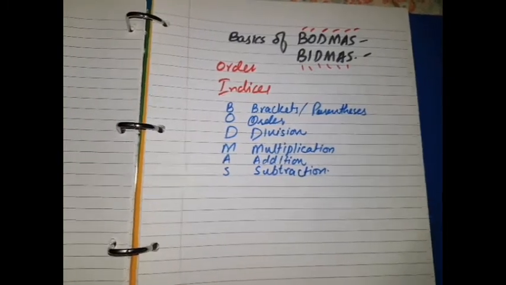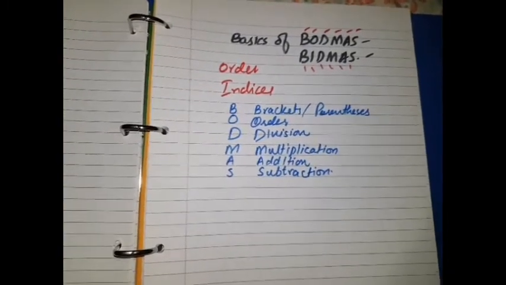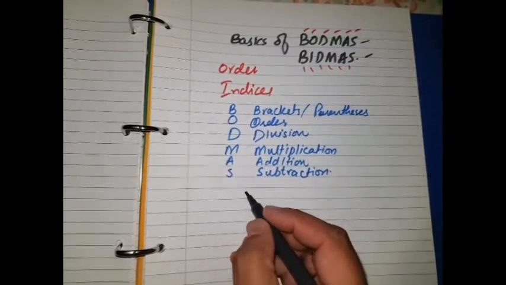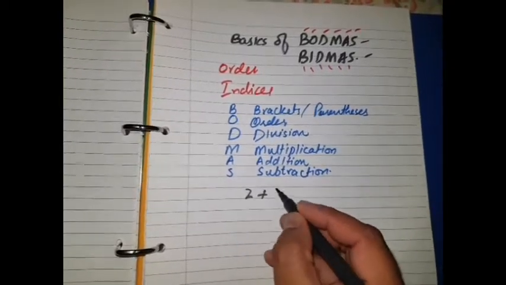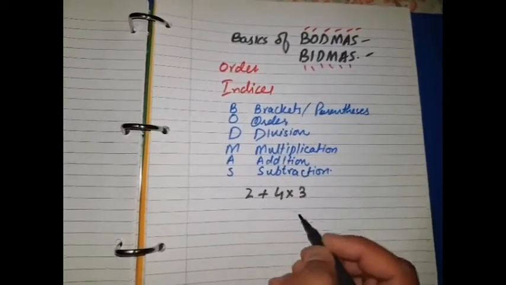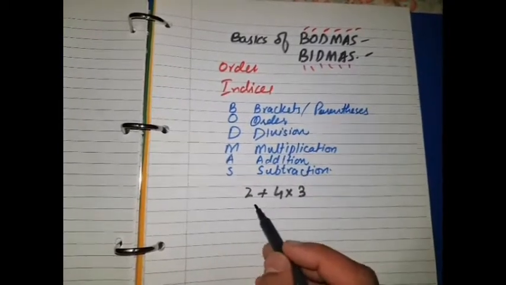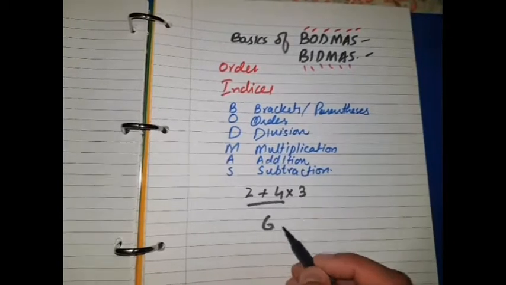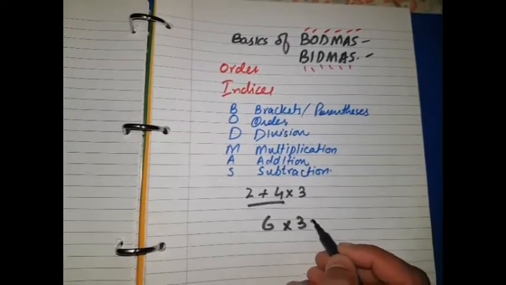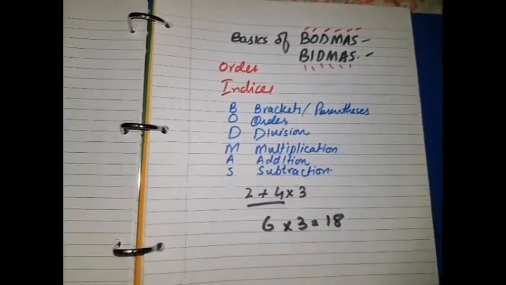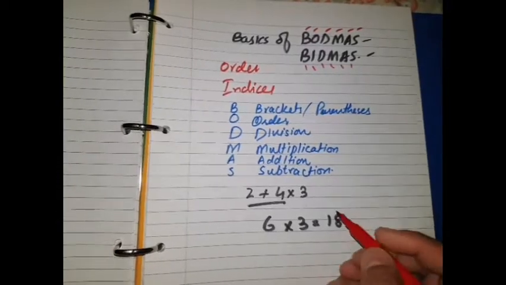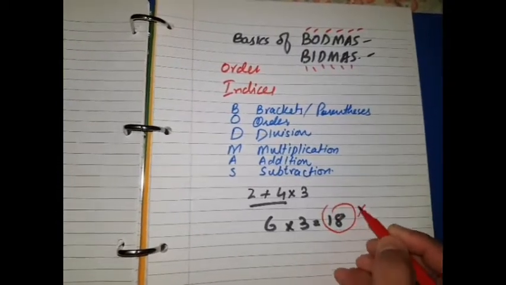Now there are a few things that you must understand, that whenever we are working with BODMAS, we have certain rules to follow. This means that if I have, for example, a question here, that is 2 plus 4 times 3. If I'm not following this BODMAS rule, I will do 2 plus 4 first, which will give me 6, and I will do times 3, and this will give me 18. But unfortunately, this is my wrong answer.